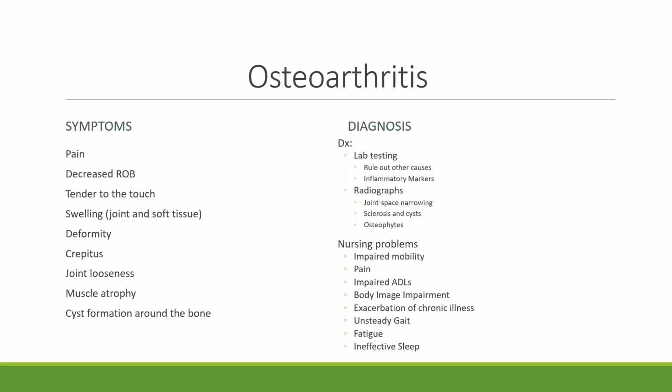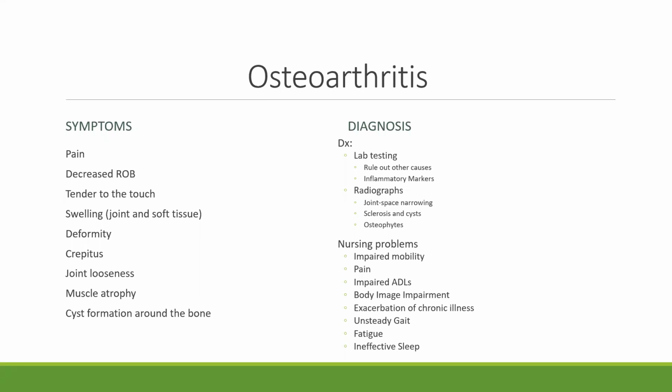Symptoms of osteoarthritis include pain, decreased range of motion, tenderness to the touch, swelling, especially in the joint and soft tissue surrounding that joint, having joint deformity, having crepitus. So what crepitus is, as you move that joint, it kind of crackles. Joint looseness, muscle atrophy, and cyst formation around that bone.